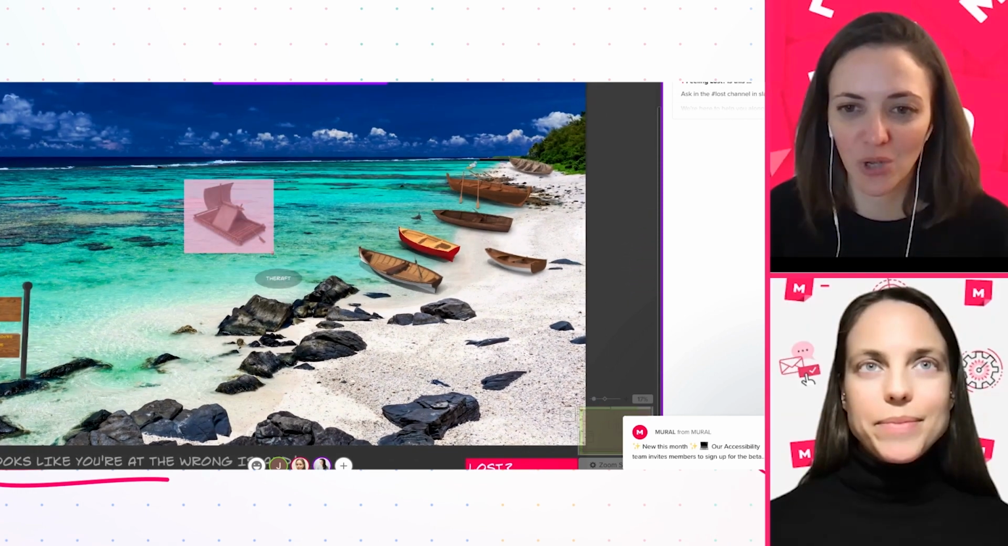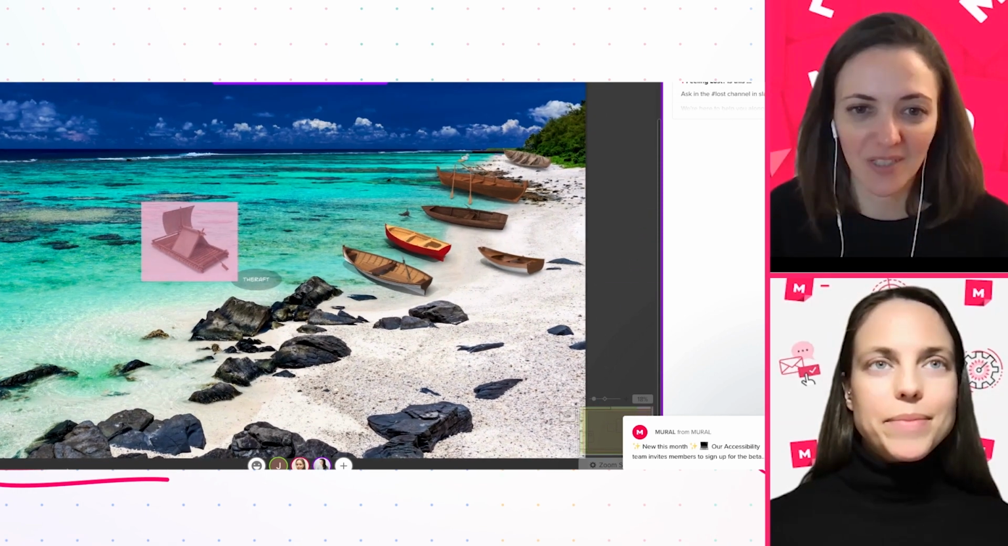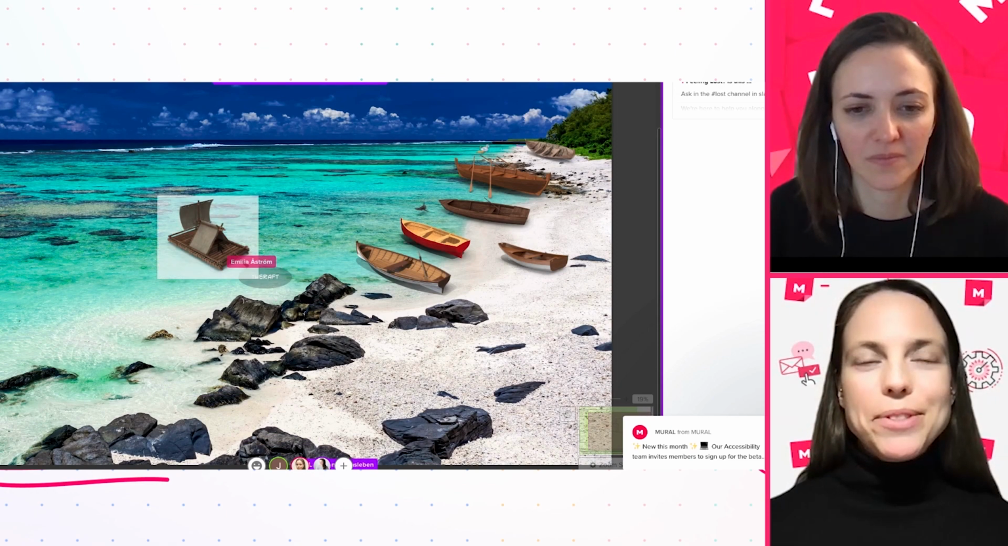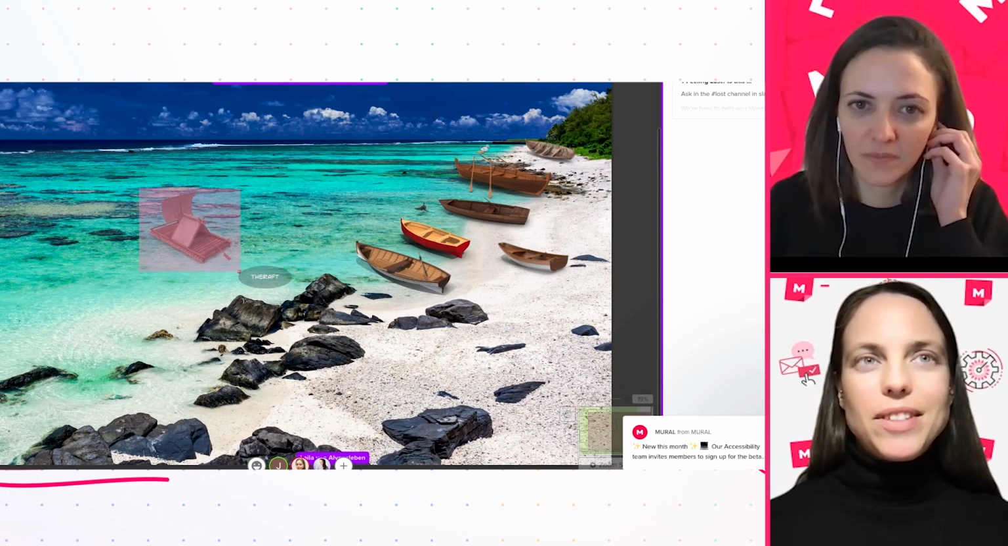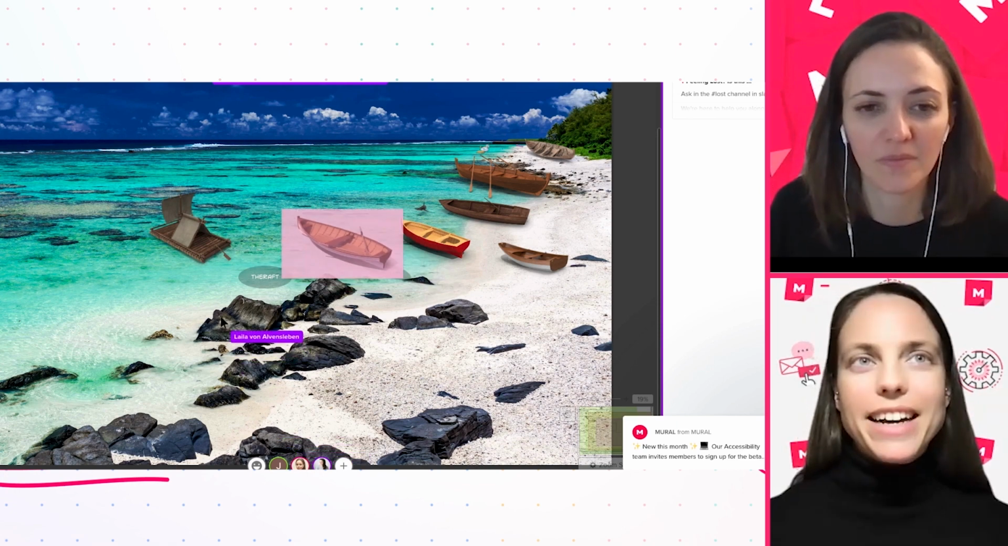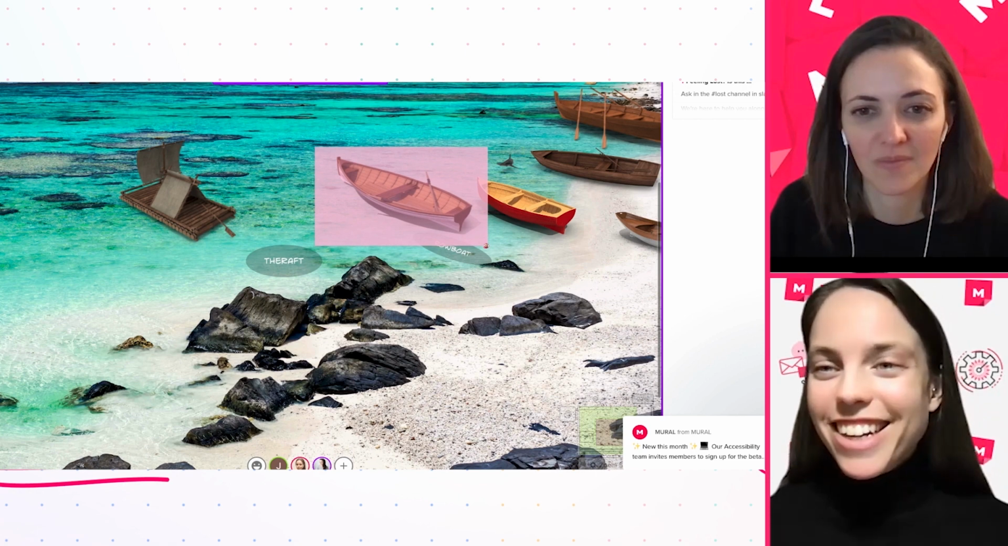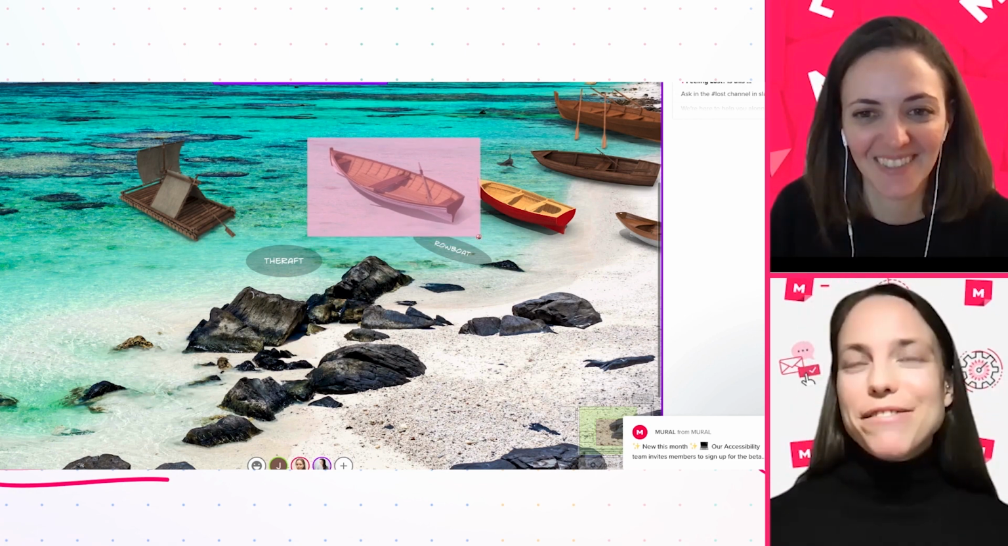So maybe Emilia, you can show us how you would have approached this. Yeah, so we would have to drag the boat to uncover the clues that were hidden behind it. So it was actually really hard. Sometimes you would get really frustrated together.